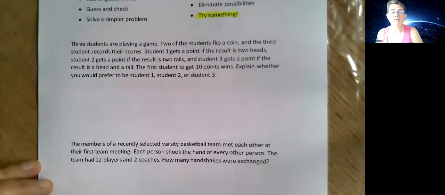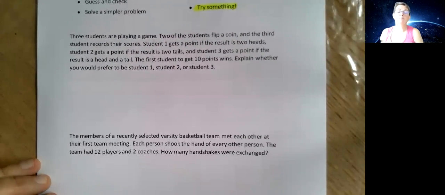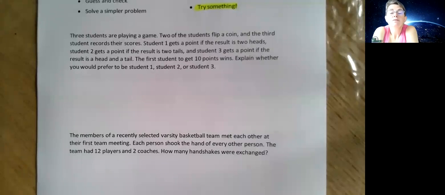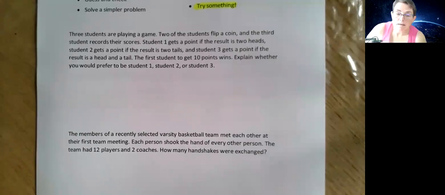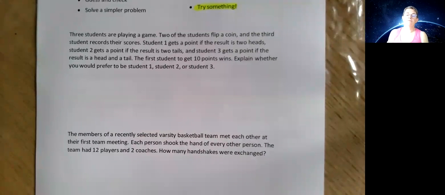So let's see what we can do with the question. 3 students are playing games. 2 of the students flip a coin, and the third one records their score. Student 1 gets a point if the result is 2 heads. Student 2 gets a point if the result is 2 tails. And student 3 gets a point if the result is a head and a tail. The first student to 10 points wins. Explain whether you would prefer to be student 1, student 2, or student 3.